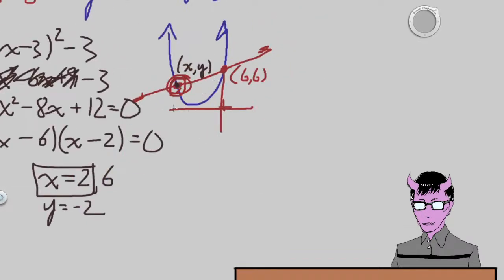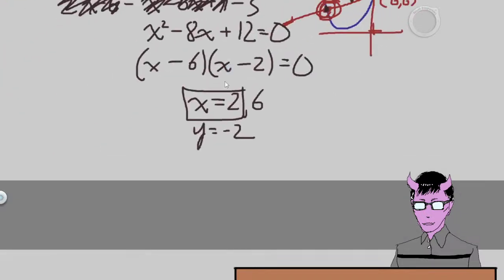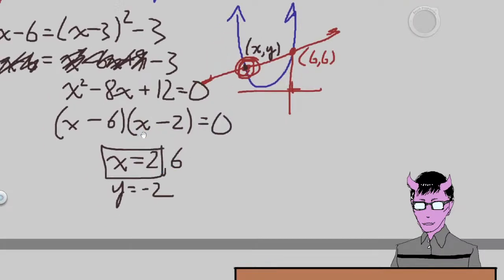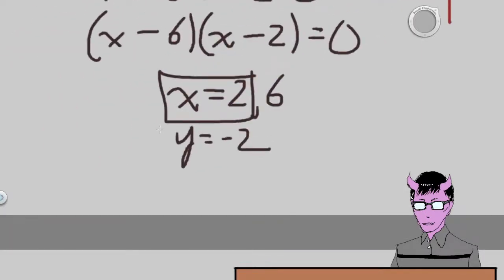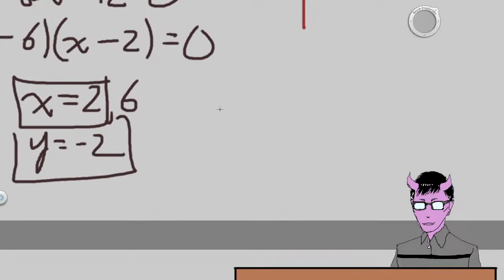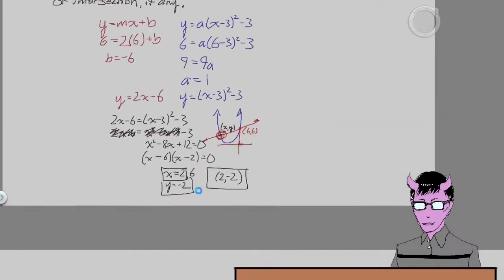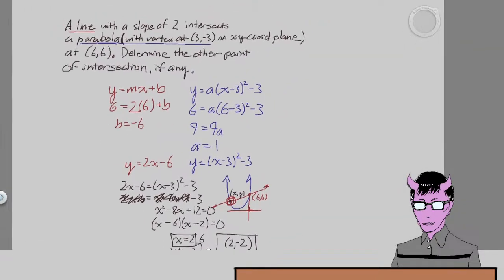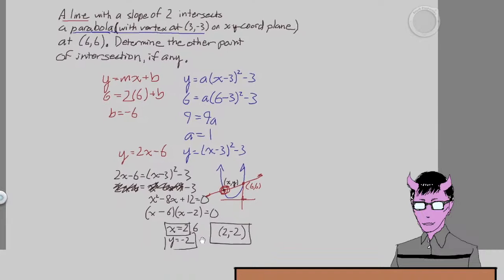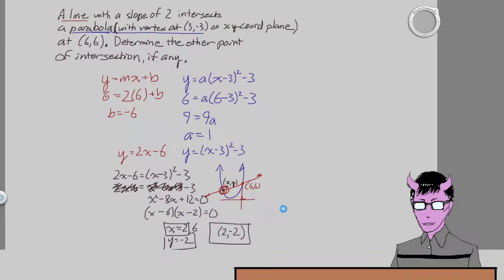So I kind of drew this wrong. This is supposed to be below the x-axis like that. But that's just a sketch. Okay, so that means that the other point of intersection is at 2, negative 2. Take a step back. There's the overall thing. This is the answer, and we are good to go.